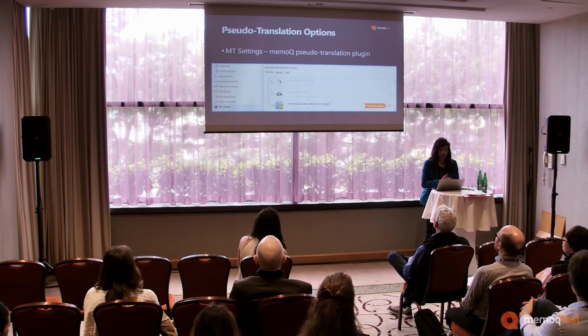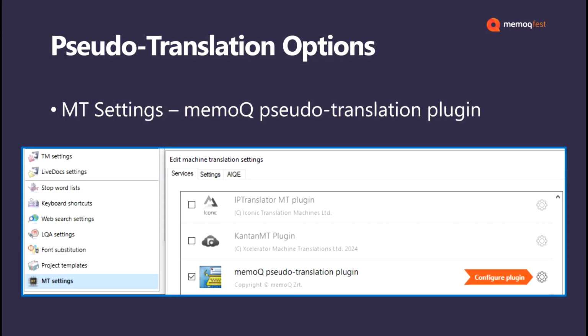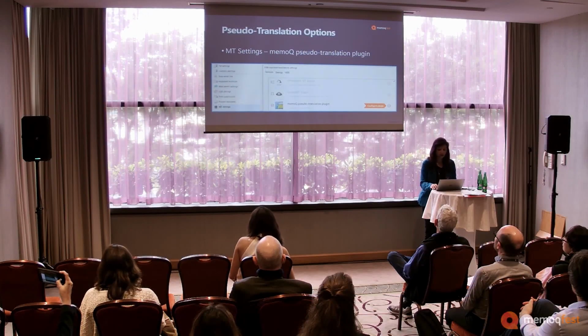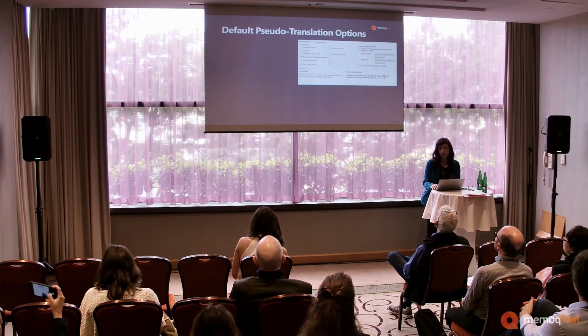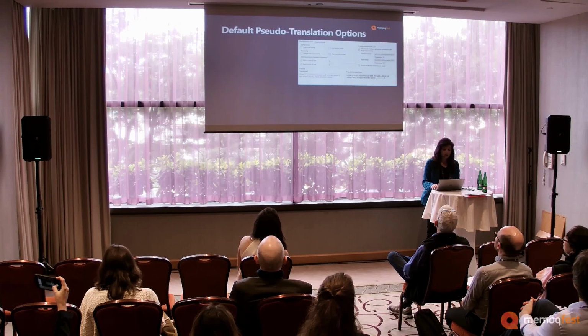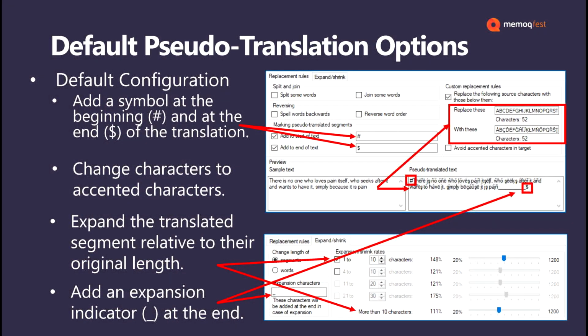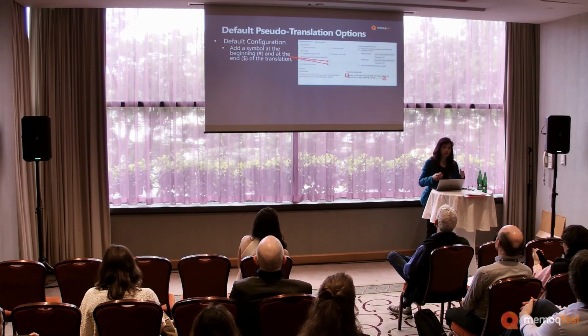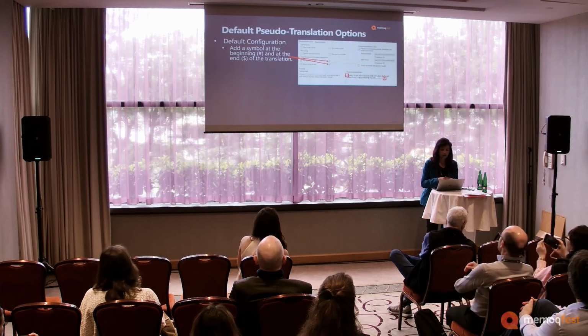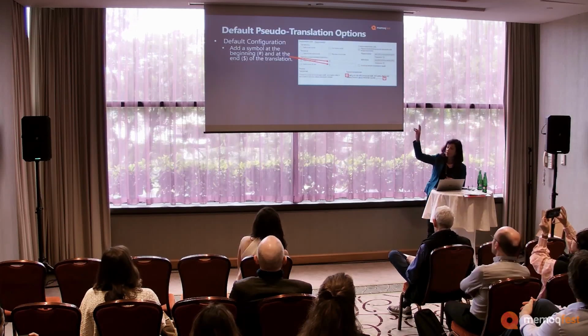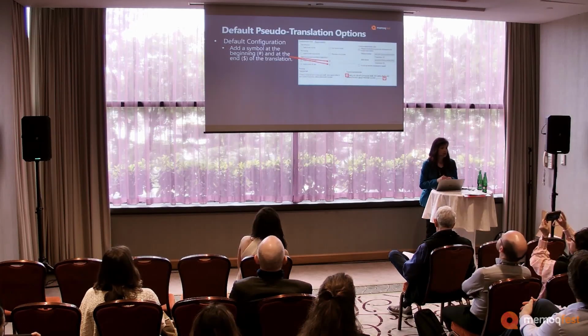Setting up the pseudo-translation, you'll do that in the plugins for the machine translation. There is one that's called the memoQ pseudo-translation plugin, and the configuration lets you do quite a lot of things. So, for example, you can set this character at the beginning and at the end of a segment to show when text expands, is it still fully visible in the translated document. It gives you a small example so that you see how the text will change.